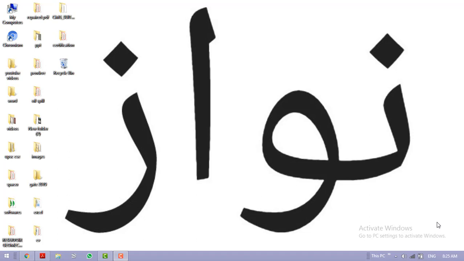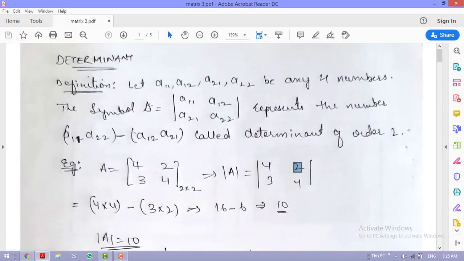So in today's video we are going to discuss the third and final part of matrices, and in this part we are going to discuss the determinant. Though we have many definitions regarding the determinant, I would like to tell you some of them. A matrix with the same number of rows and columns, from which one can capture important information about the matrix in just a single number, is said to be a determinant.